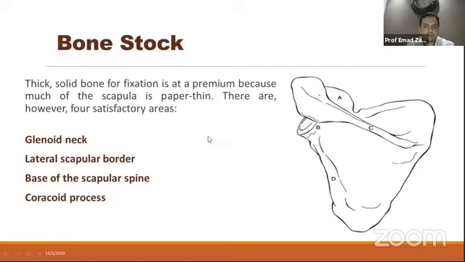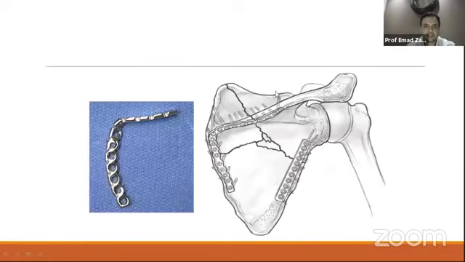The site of fixation, we have to know that there are some points to be fixed. Thick solid bone for fixation is at a premium because much of the scapula is paper thin. There are, however, four satisfactory areas: the glenoid neck and the lateral scapular border. This is a solid bone that can be fixed, and the base of the scapular spine and the coracoid process, as in this picture. So we have here the scapular spine, the medial border, and here the lateral border.